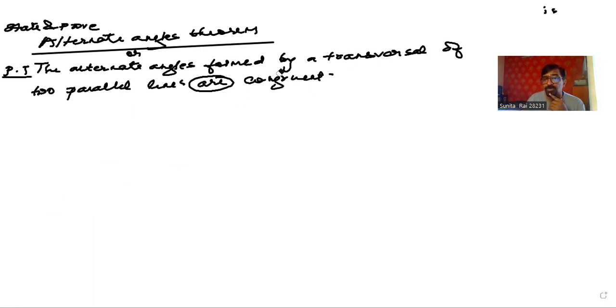Alternate angles formed by a transversal of two parallel lines are congruent. We'll just ask you like this, children. Got it? So remember, when a question comes like this, I told you, I call it a rider.